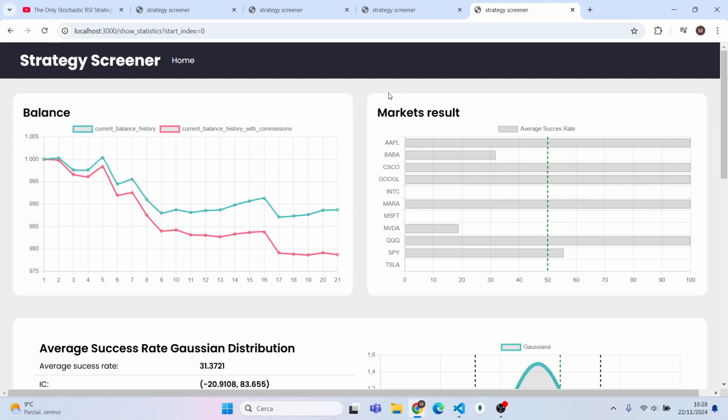I remind you that I'm not a financial advisor, and these are not financial advices. I'm not telling you to use this strategy. Trading is very dangerous, and the strategy may not perform well in the future like it did in the past.